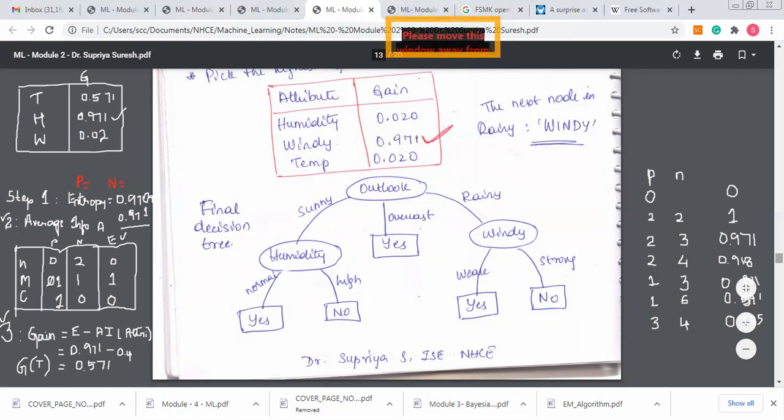Once I have the root node, I immediately split up my table and see if there are any direct leaf nodes available. So just go ahead and identify the leaf nodes, where all the values fall into one category like yes. After that, we split up the table over here: outlook with respect to sunny, outlook with respect to rainy. We repeat the same process 3 times to get this particular decision tree.